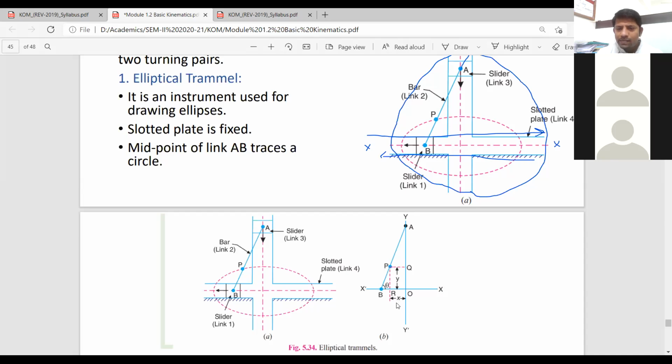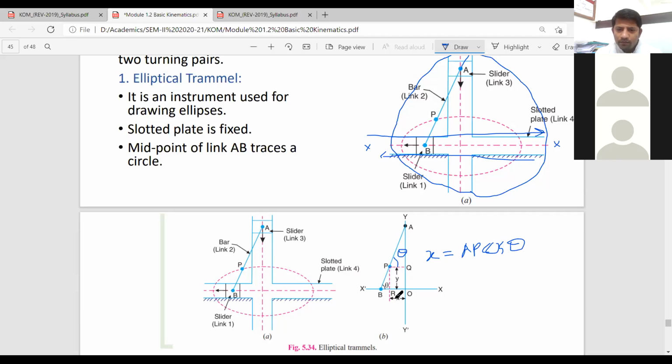What is the x coordinate of point P? As this angle is theta here, this angle will also be theta. This angle will also be theta. So the x coordinate is equal to PQ, that is x is equal to AP cos theta, like this. Similarly, you can have an expression for y.